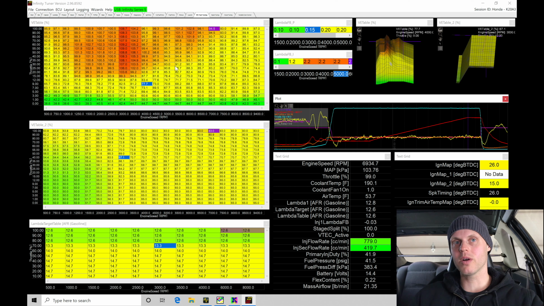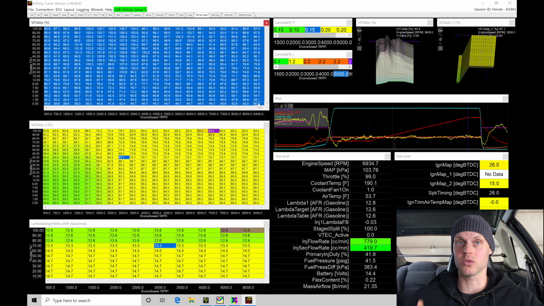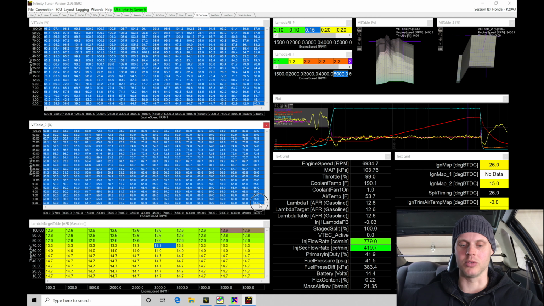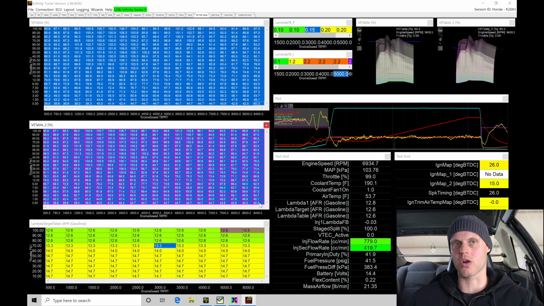So now we're going to be looking at mapping out our high cam operation. We need to do a couple things. First, we're going to copy our VE table 1, which is our low cam fuel table. We're going to copy this and paste it into our VE table 2. This will give us a better starting point than just starting off from scratch.